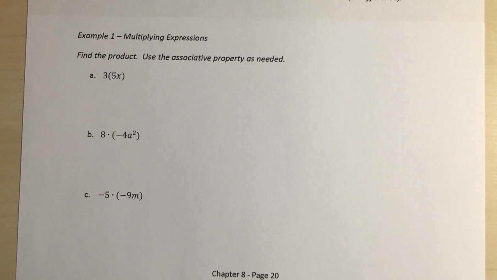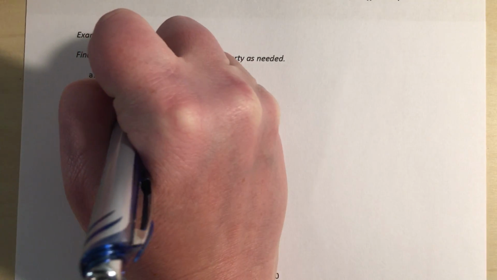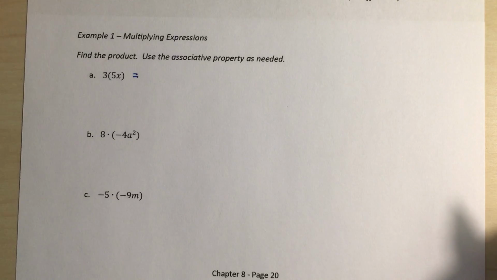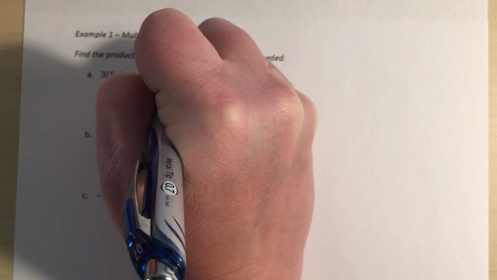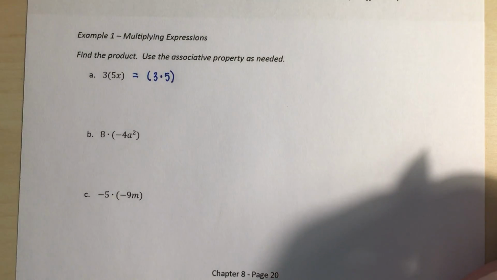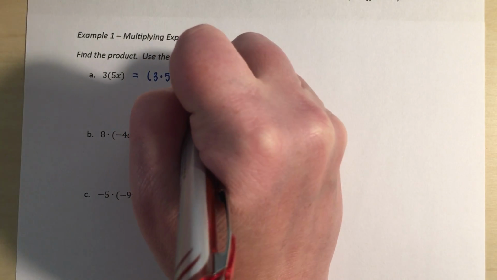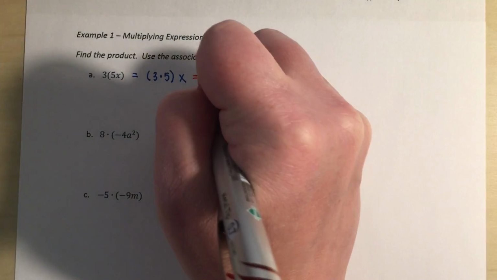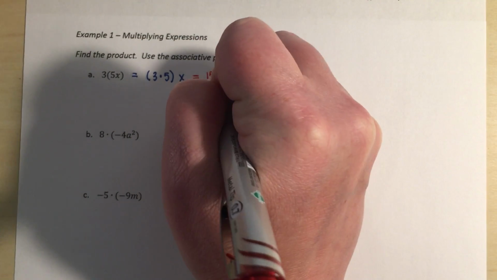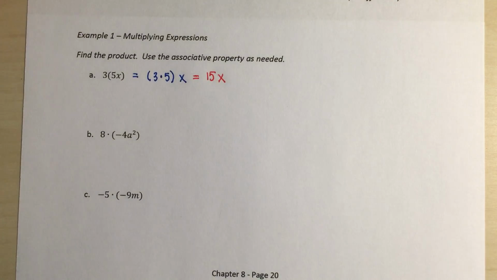Right, so our first expression that we have here, we have 3 times and then in parentheses 5x. We're going to use our associative property to rearrange our grouping to change our parentheses. So I'm going to put 3 times 5. I'm going to put my two numbers together in my parentheses and then leave my x outside. Right? And then I'm going to go ahead and multiply those numerical factors. 3 times 5 gives me 15. Right? So this gives us 15x.